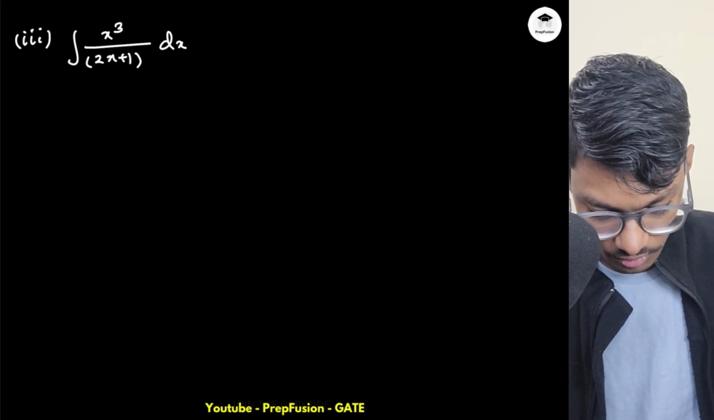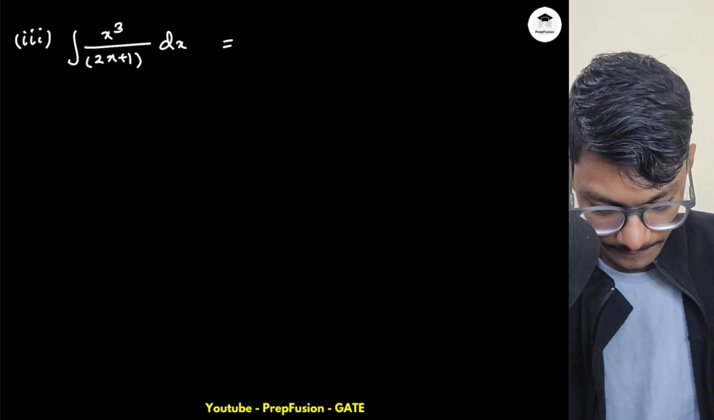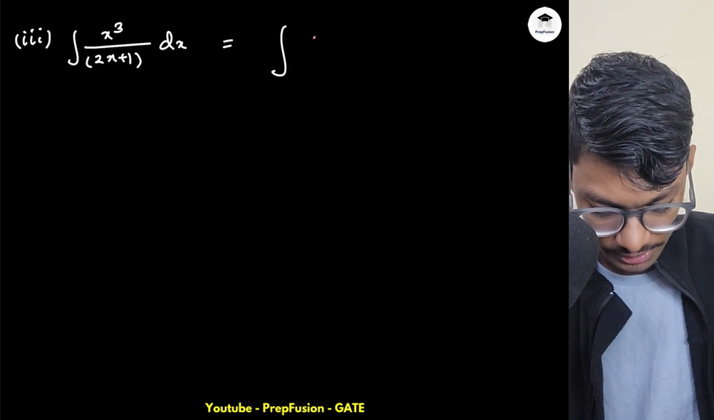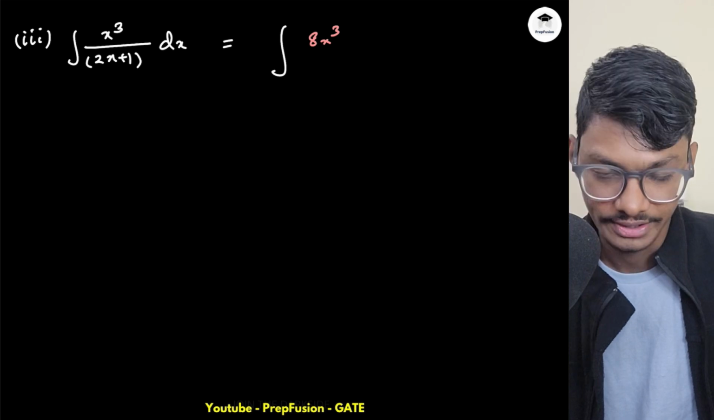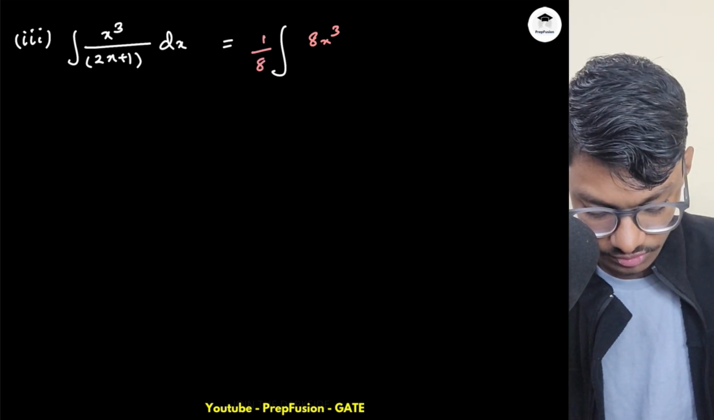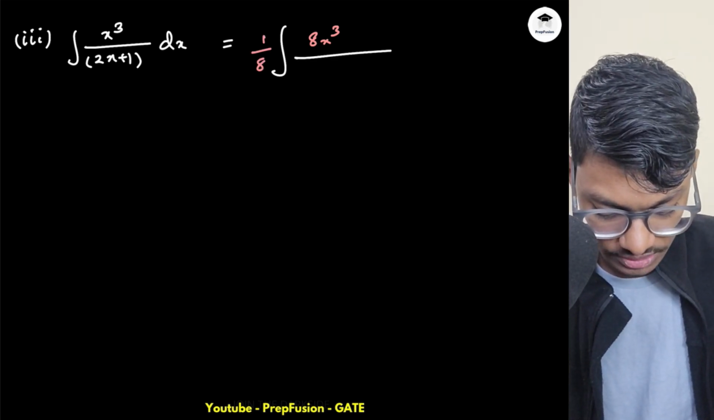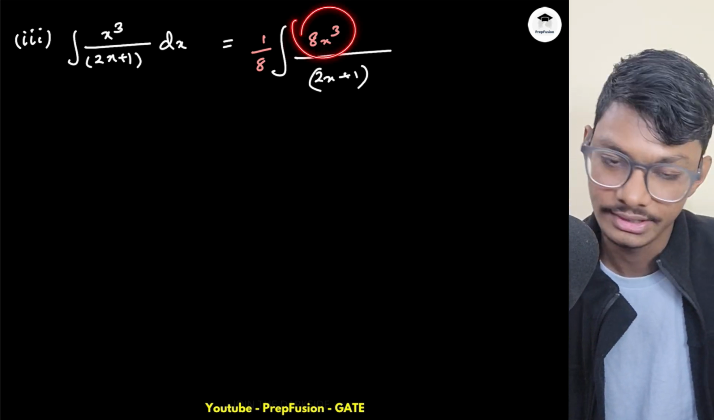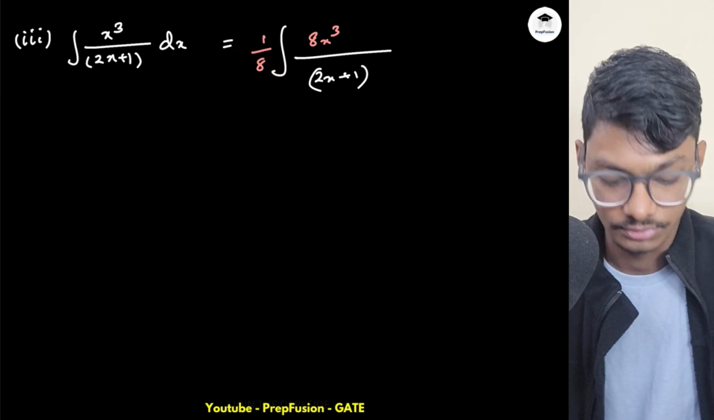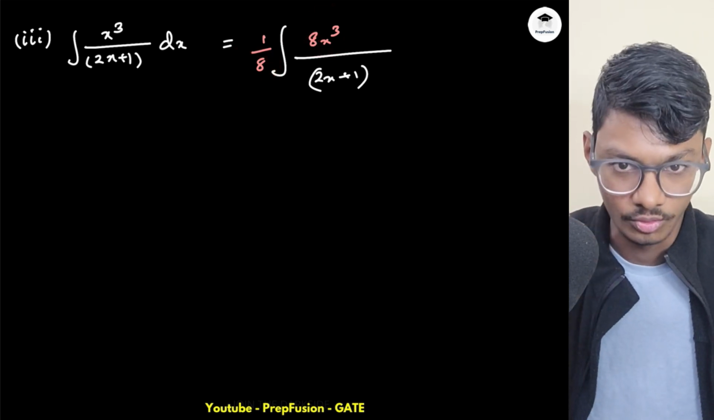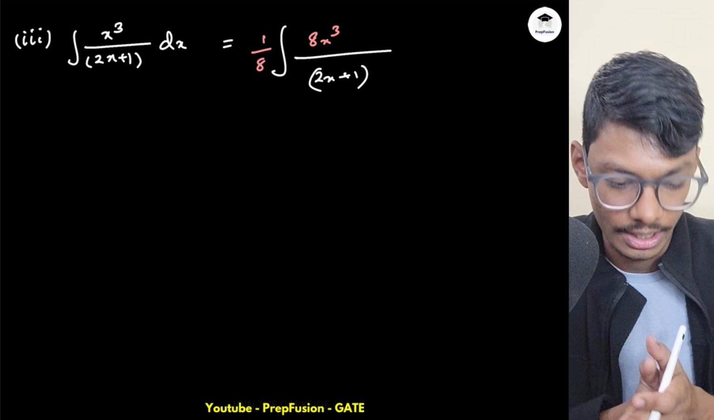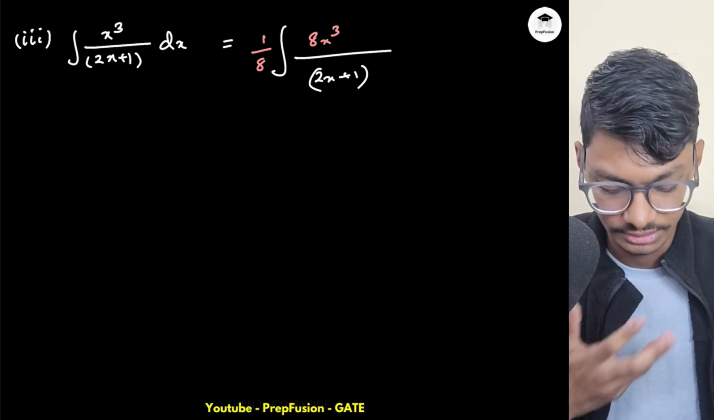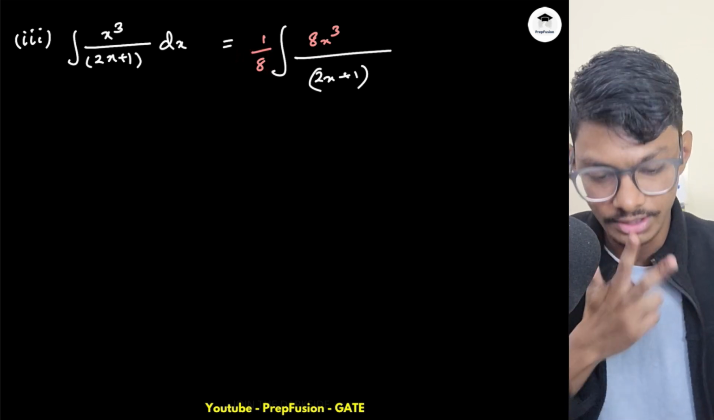you have to multiply and divide by 8, because this will give me 8x cube at the numerator, and this 8 I can write as 2x whole cube. So then I will be able to factorize it. So that's the trick for this. Just multiply and divide by 8.